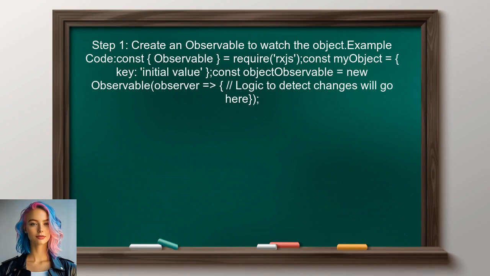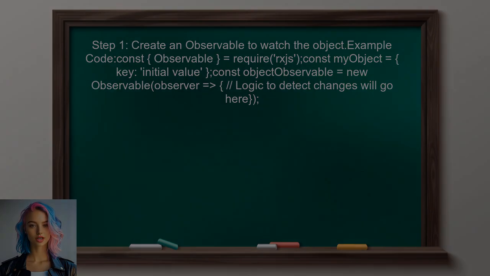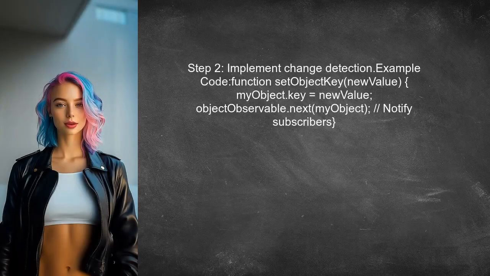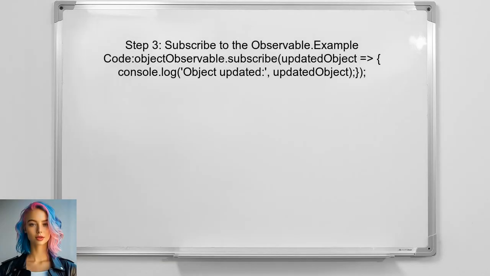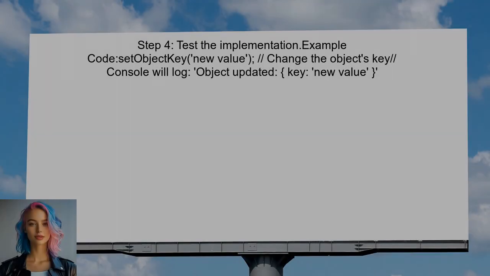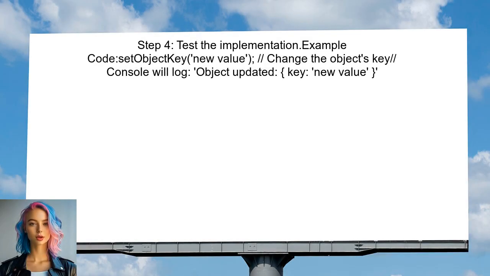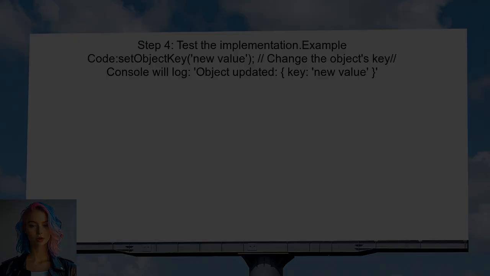To watch for changes in an object using RxJS 5, the user can start by creating a new observable. This observable will emit values whenever the object changes. Next, the user should implement a mechanism to detect changes in the object. This can be done by using a setter function that notifies the observable whenever the object is updated. Now, the user can subscribe to the observable. This allows any changes to the object to be communicated to all subscribers. Finally, the user can test the implementation by changing the object's key and observing the output in the console. This confirms that the subscribers are notified of the changes.